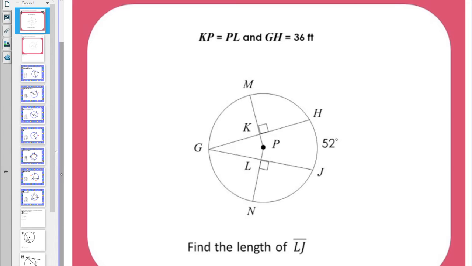On all the free response on Google Forms, if it asks you to type it in, just type in the number. Don't type in a unit. Don't type in feet. Just type in the number in the Google Form.